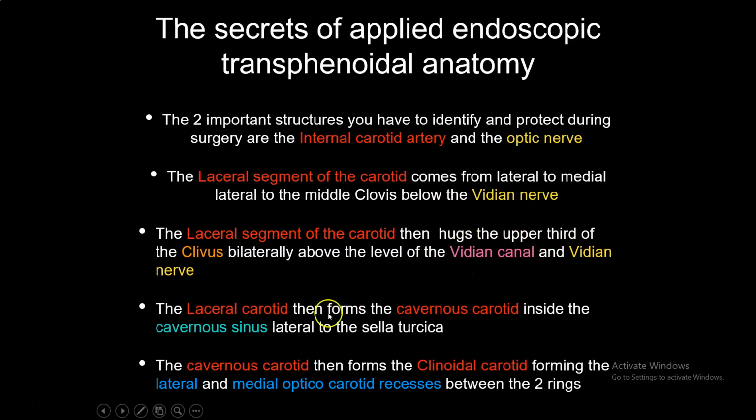And the lateral carotid, after that, as we said, forms the cavernous carotid inside the cavernous sinus, lateral to the sella turcica, and then the clinoidal carotid, forming the lateral and medial optic carotid recesses between the 2 rings. You remember the proximal and distal rings of the carotid. You will see it now.